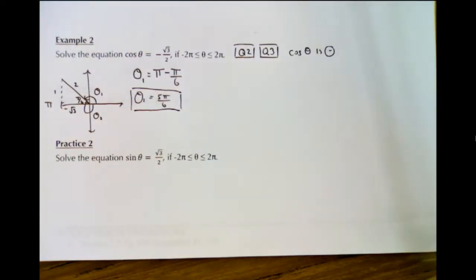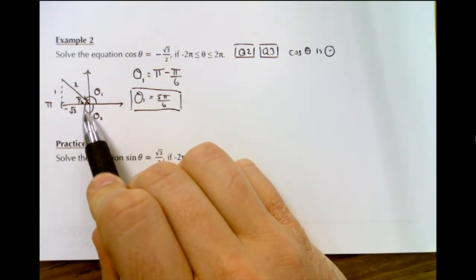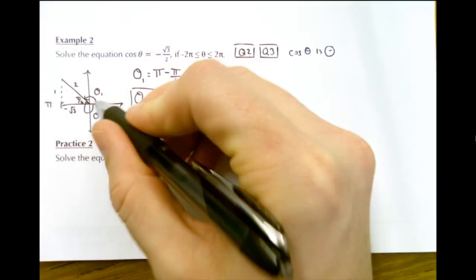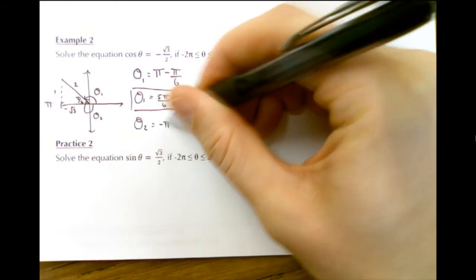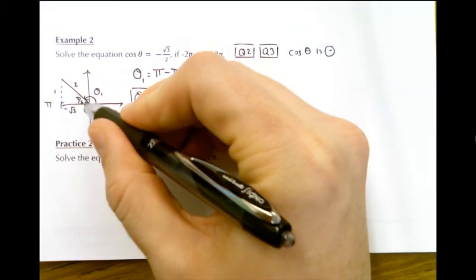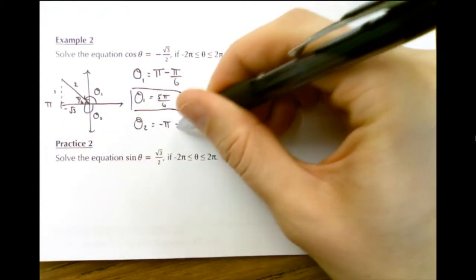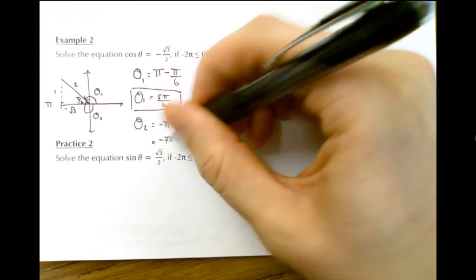Rotating backwards is a little bit trickier. We're rotating backwards pi, so that means in the backwards rotation, that's a negative pi rotation. And then we're continuing to rotate backwards another pi over 6, which is another negative pi over 6. And together, that would be negative 7 pi over 6.